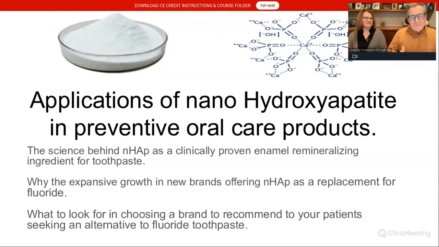And so what's brought the rise to nano hydroxyapatite is there's a growing segment of the population that wants what is classified as more of a clean ingredient. They don't want propylene glycol in their toothpaste. They don't want sodium lauryl sulfate. They don't want synthetic flavoring. And in some cases, they don't want fluoride.